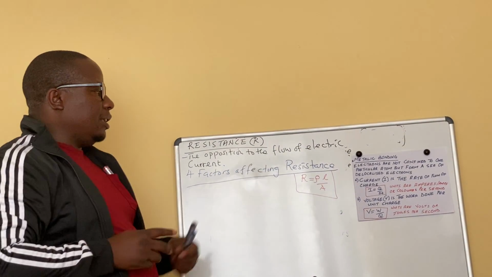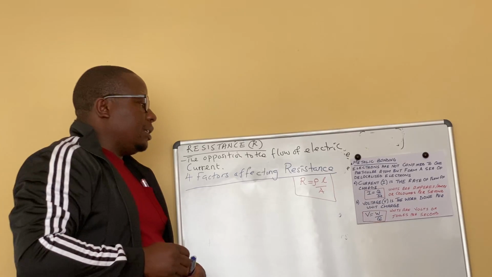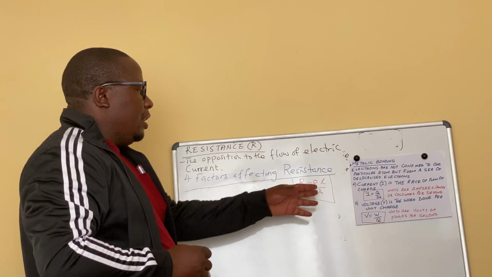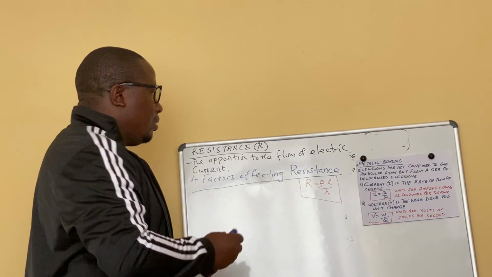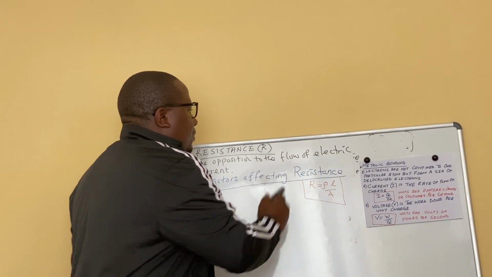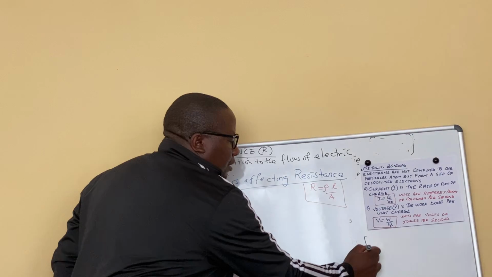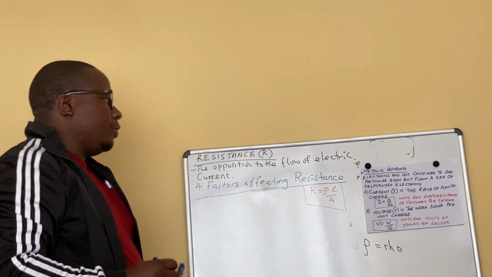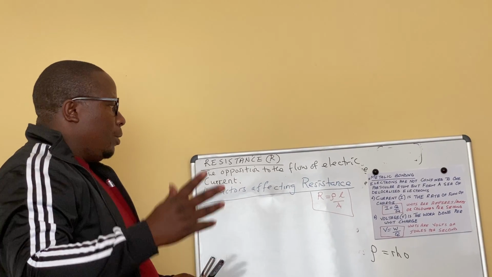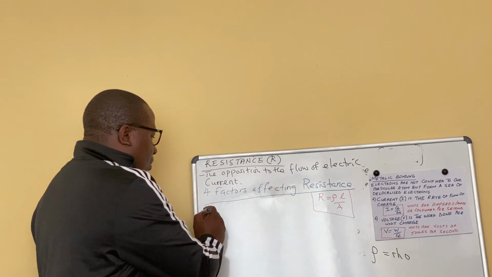The R there is the resistance, the L represents the length, the A represents the cross-sectional area, and this rho is written like this. This is rho from the Greek alphabet. It is the symbol for resistivity. I'm going to talk about that now.